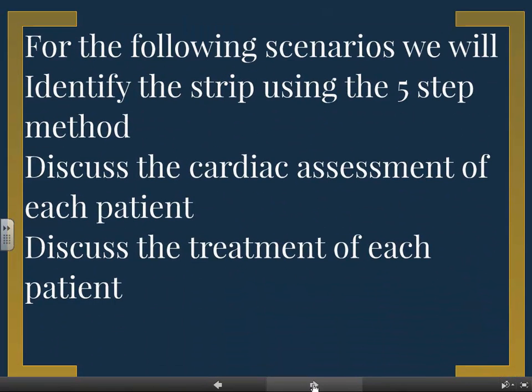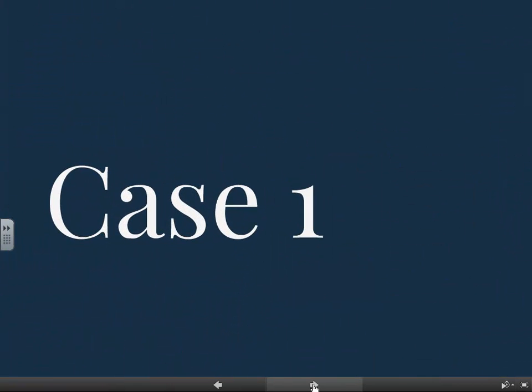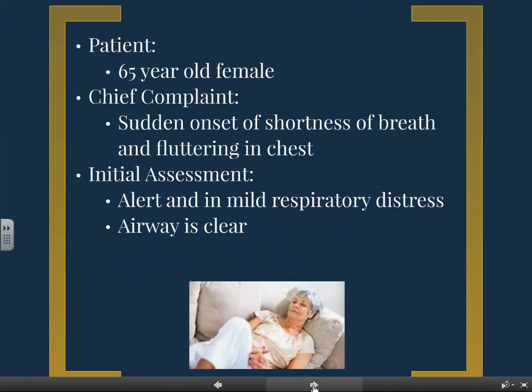So, for the following scenarios, we will identify the strip, discuss the cardiac assessment, and discuss the treatment of each patient. Case 1. Your patient is a 65-year-old female. Sudden onset of shortness of breath and fluttering in the chest.